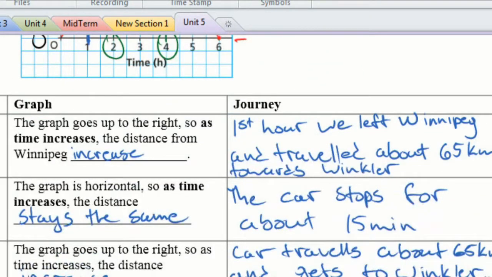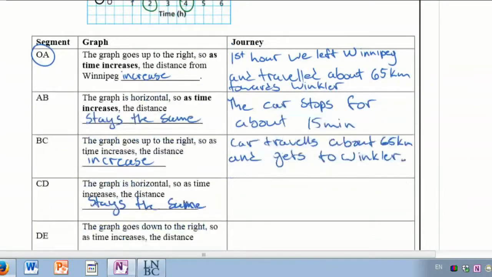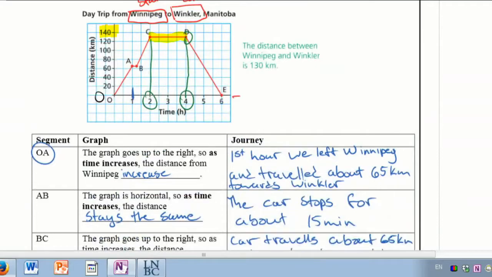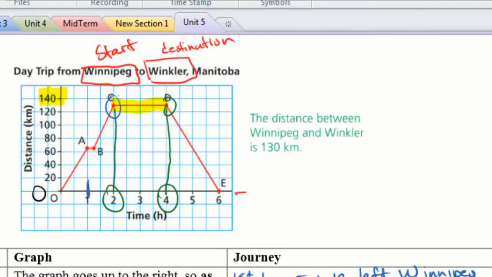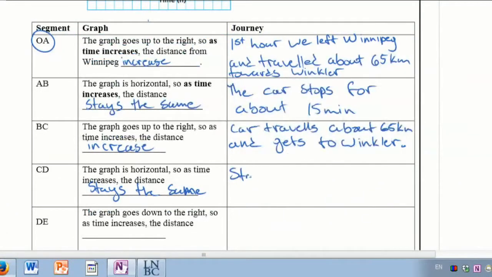So C to D again, we're staying the same. Even though point D is at 4 hours, they started at point C, which was at 2 hours. So don't just assume that they're here for 4 hours, because they had this beginning little bit where they started driving and then they stopped. We're only concerned about the time between these 2 points. So 2 hours between those 2 points. So they stayed at Winkler.